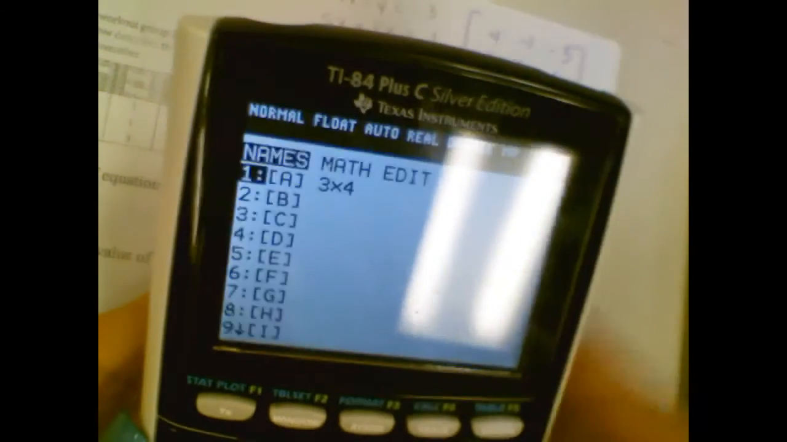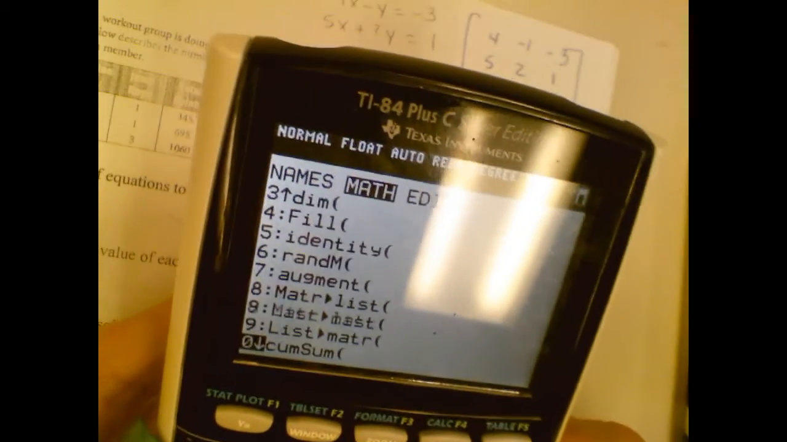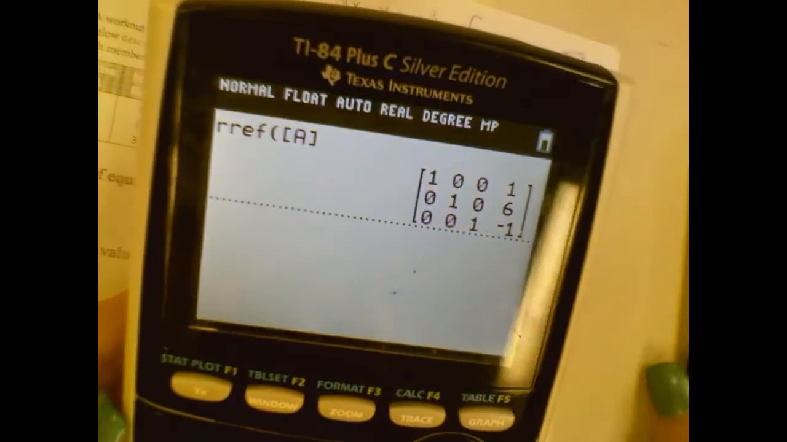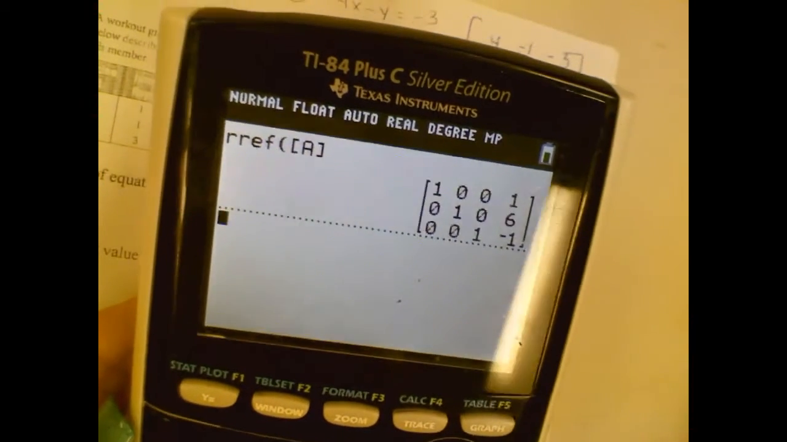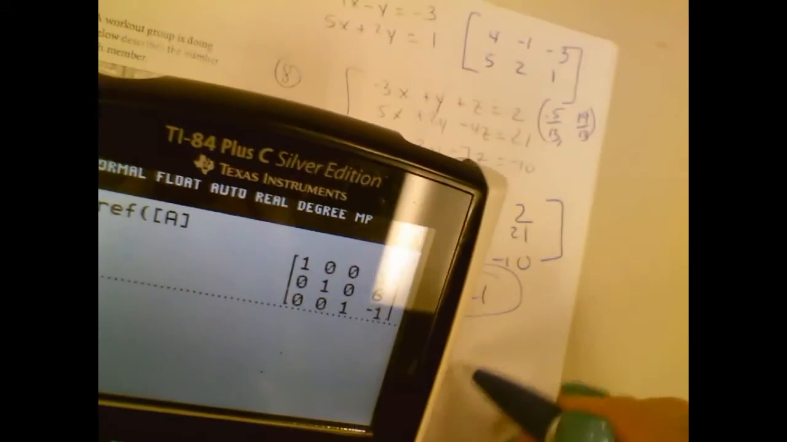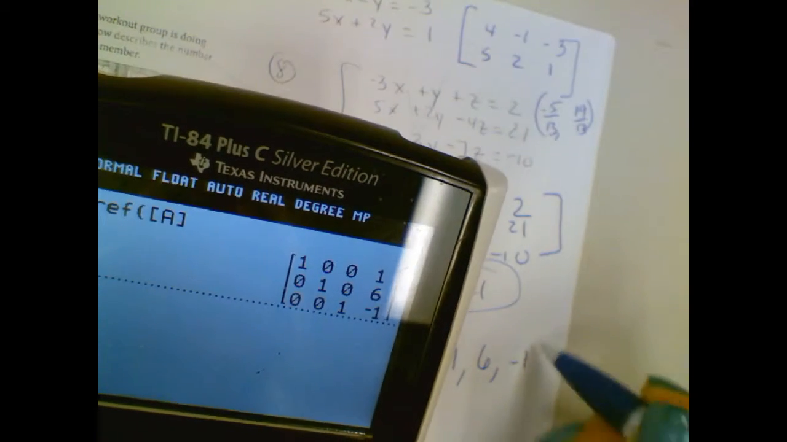Second matrix, go to math. What am I looking for? Reduced row echelon form, RREF. It's under B. Press enter. Second matrix 1. You're going to get, now, you're going to have 3 rows, 3 ones now diagonally. But your last answer is the last column. So X is 1, Y is 6, and Z is -1.